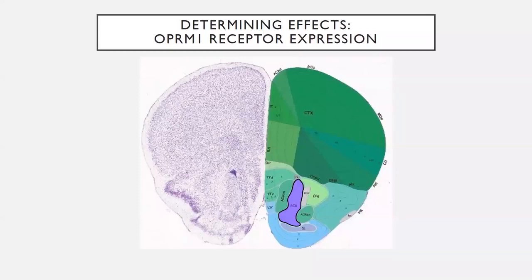So the next thing we looked at was the actual opioid receptor expression in the brain. We looked at the expression in the nucleus accumbens, highlighted in purple here.